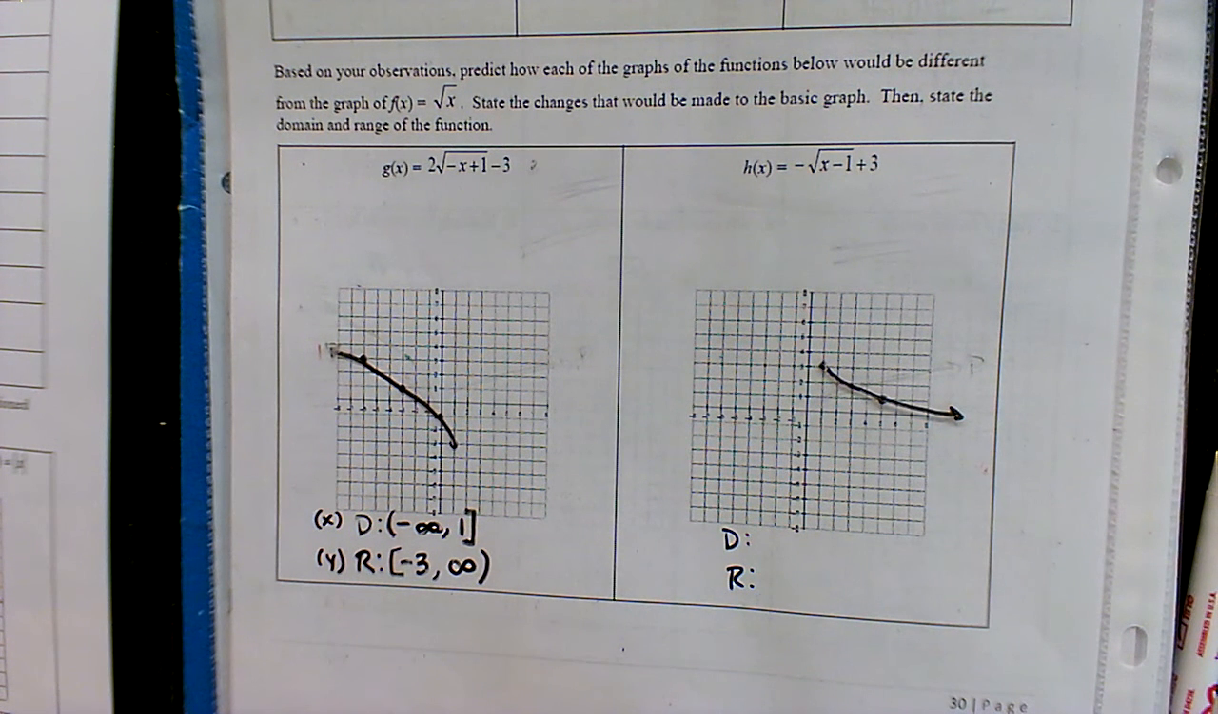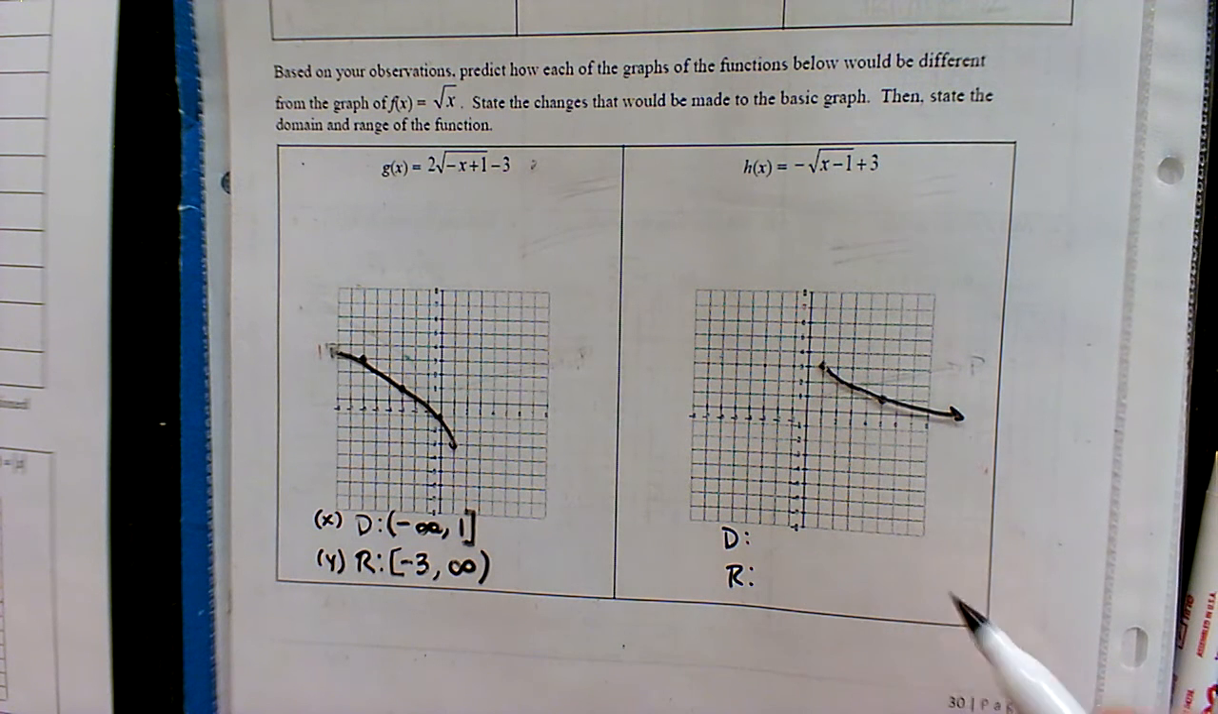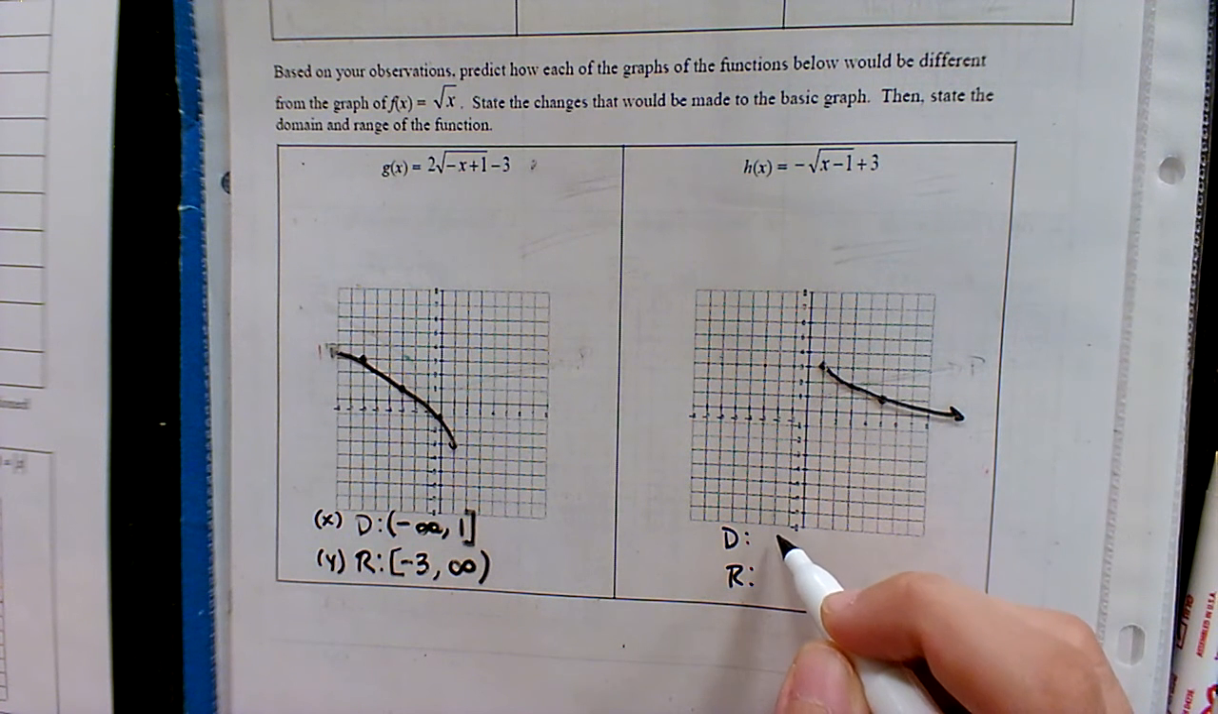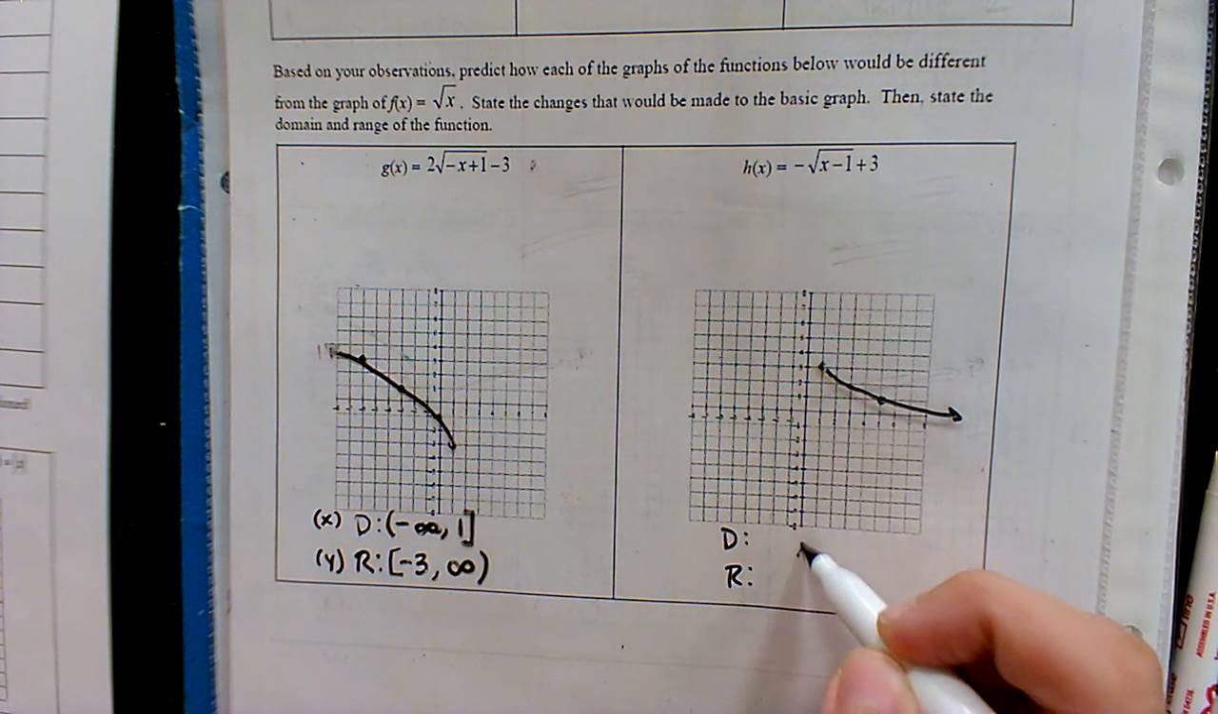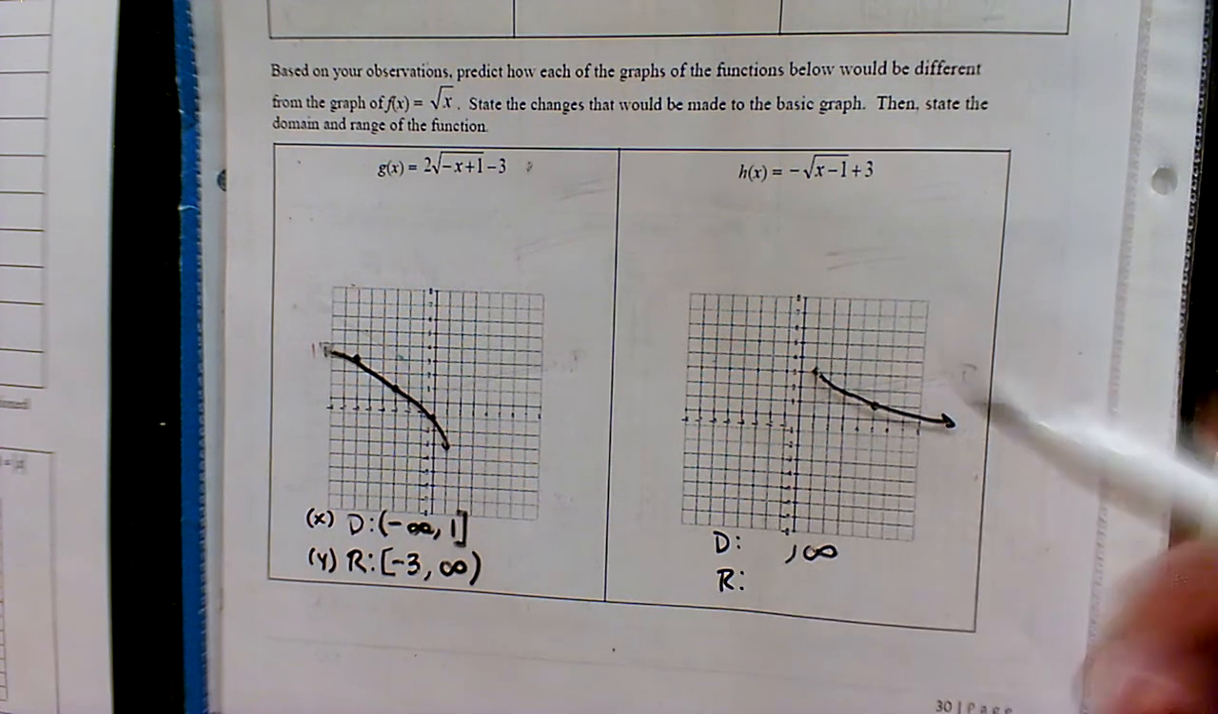Any takers? Either one? Domain? Range? What do you think, Rachel? For domain, the smallest would be 0. Okay. And the largest would be infinity. Okay, I like the infinity.